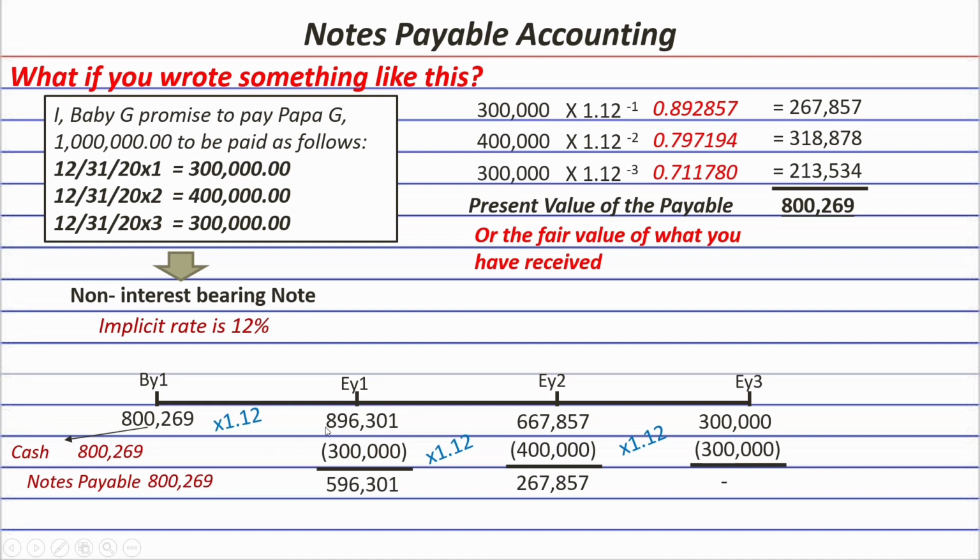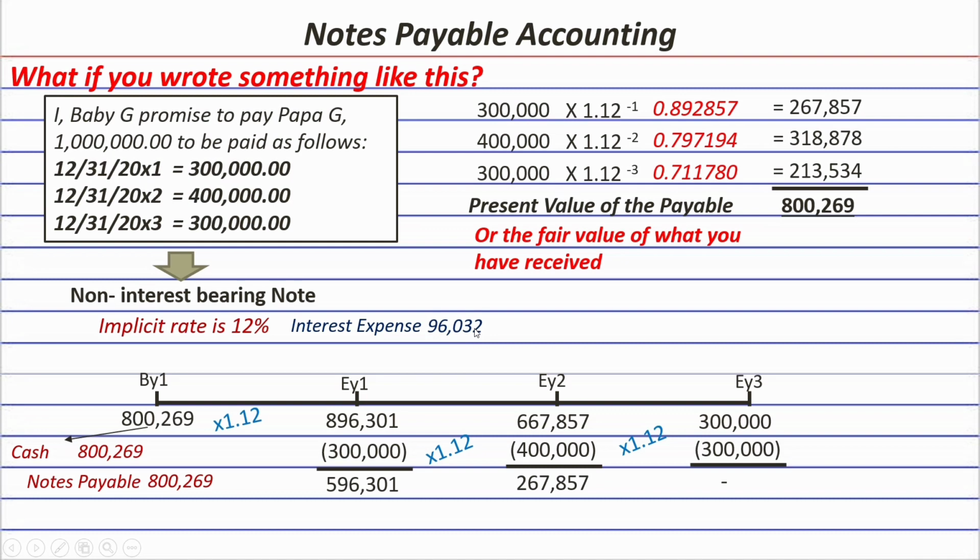Okay? Now, after 1 year, you will need to debit already interest expense, which is again the difference of this after interest amount of 896,301 and this initial balance. And we will get 96,032 as the interest expense.